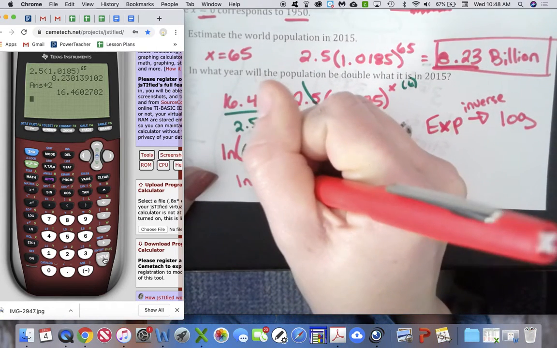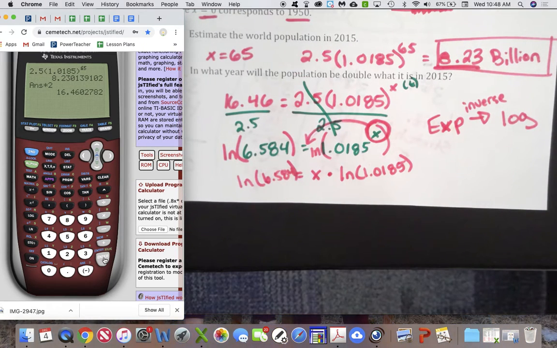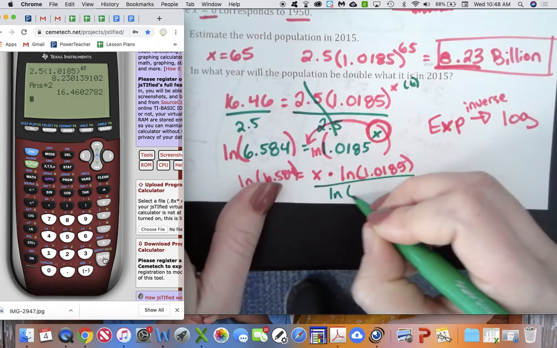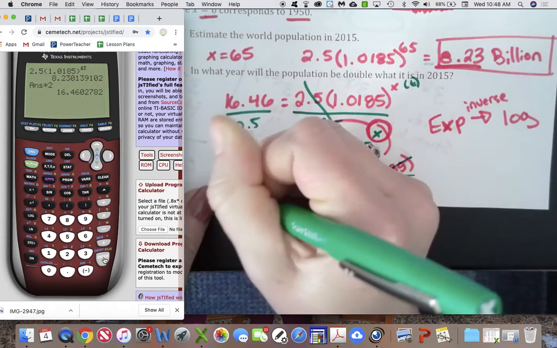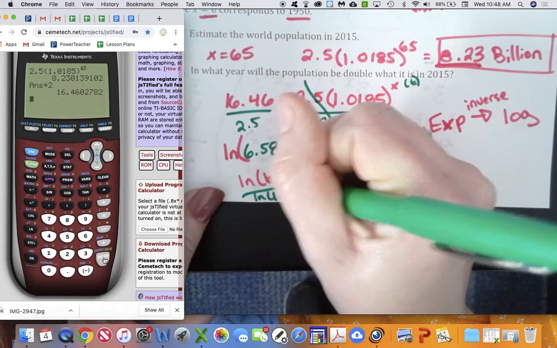Okay, and I can do that, all right? Now, can you get the x by itself? How? Yep, divide by ln. Divide by ln 1.0185, and that cancels out. ln 1.0185. Okay? Now, here's an important part.